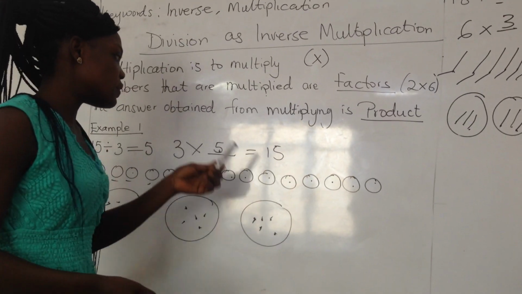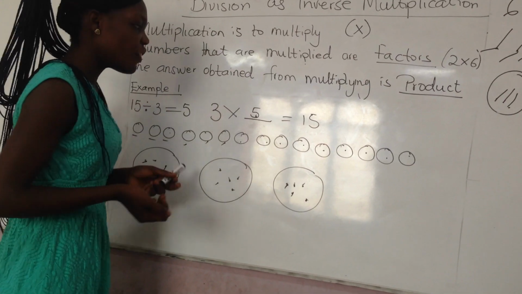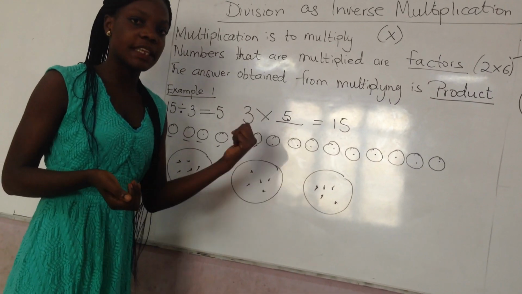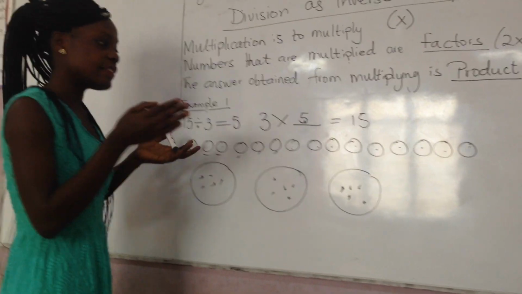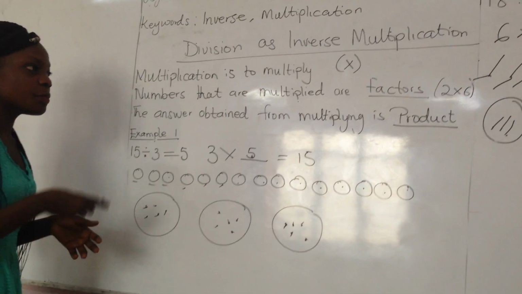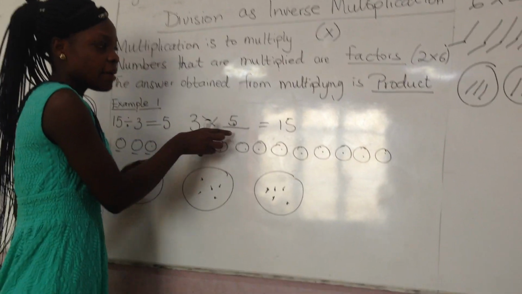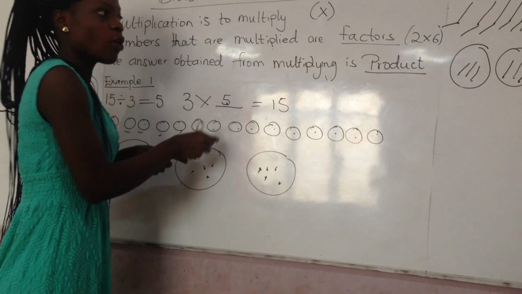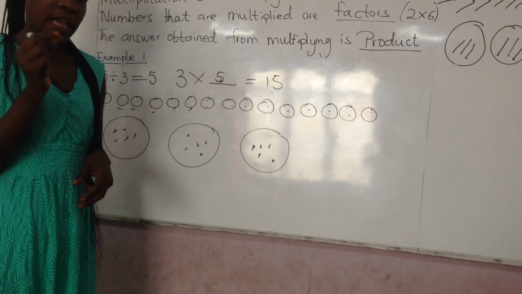So whenever you get a division and you want to solve it, you can use the multiplication sentence to solve it. The numbers that are being used to multiply are called factors, and the answer is the product.